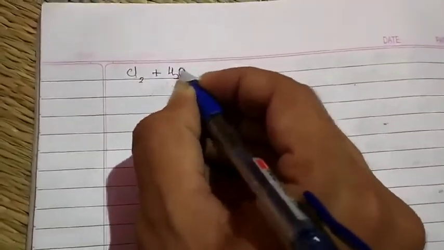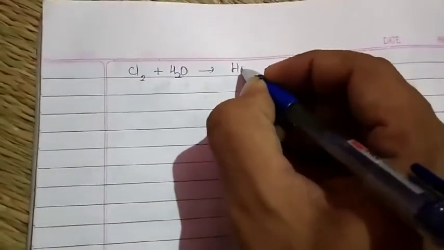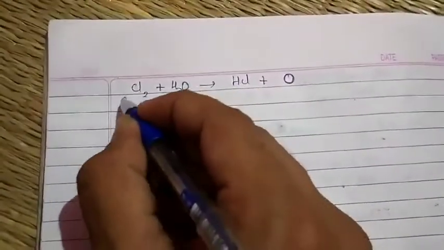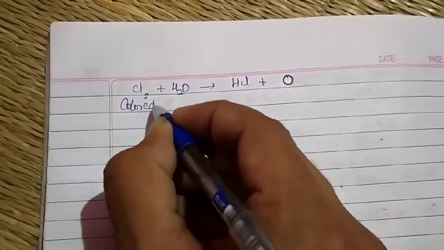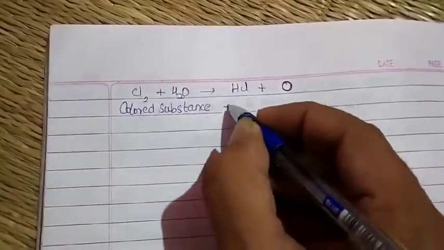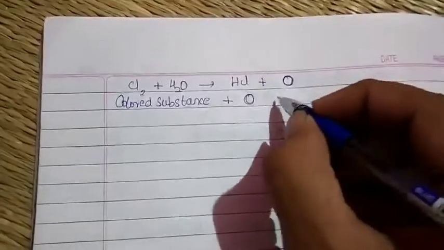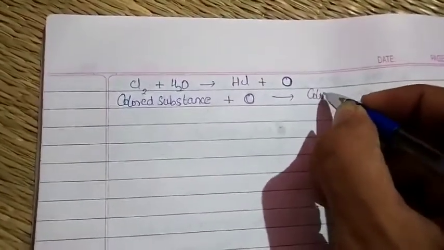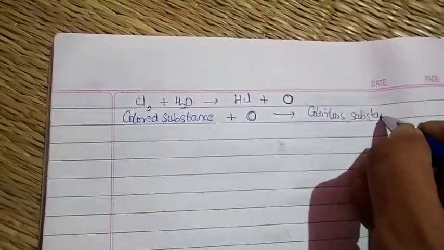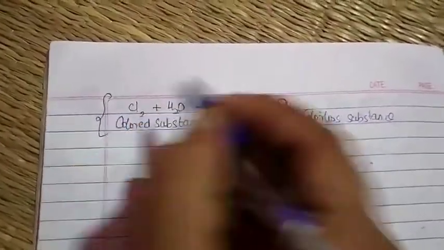So when chlorine comes in contact with water, it forms HCl plus oxygen, a nascent oxygen. So when it comes in contact with the colored substance on any cloth, which of course is also a chemical, what happens? When this oxygen comes and sits on that colored substance, it acts as a colorless substance. This is actually the bleaching action of your chlorine.